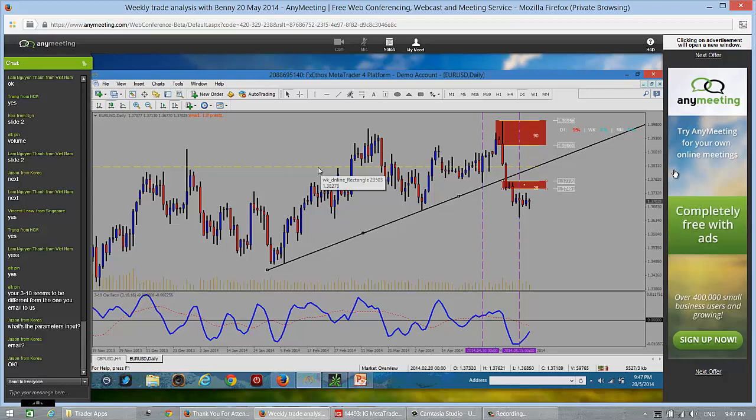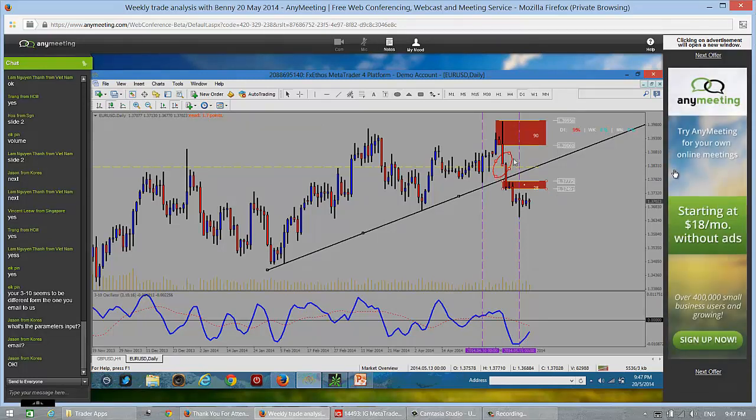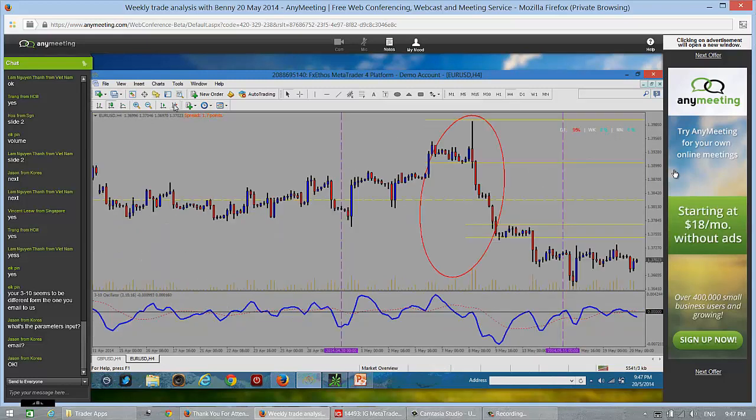You see this dotted yellow? That is the weekly supply. Now, is there something here? This one? We don't know. Let's go to the H4.